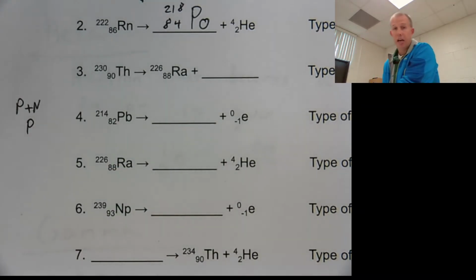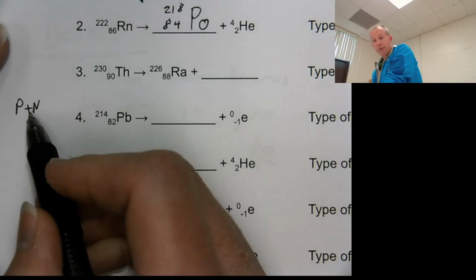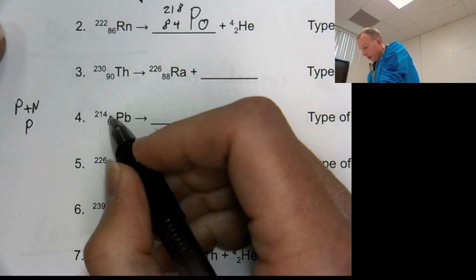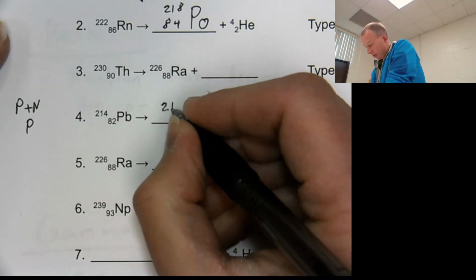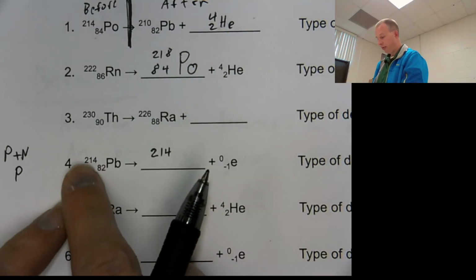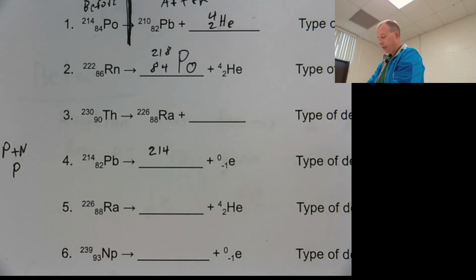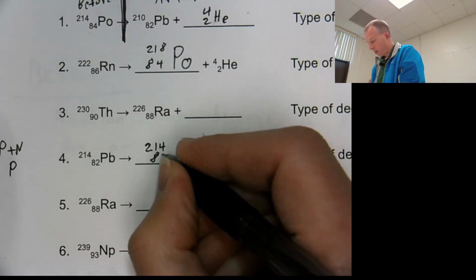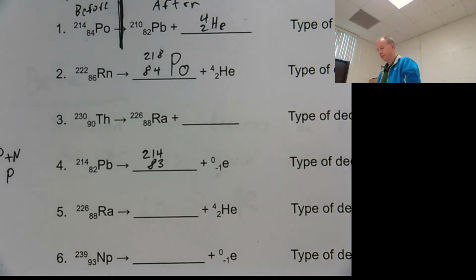And this is another really common mistake people make. The sum of them does not change. It stays exactly the same. So you'll do 214. It's going to remain 214. The only difference is that now one of the neutrons here became a proton. So instead of this being 82, it turns into 83.